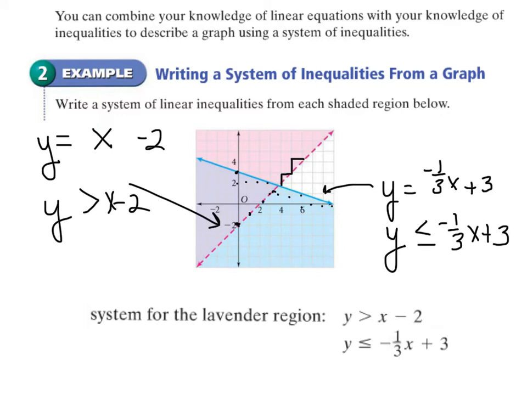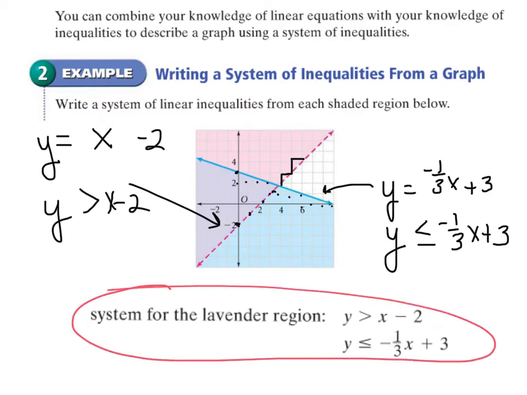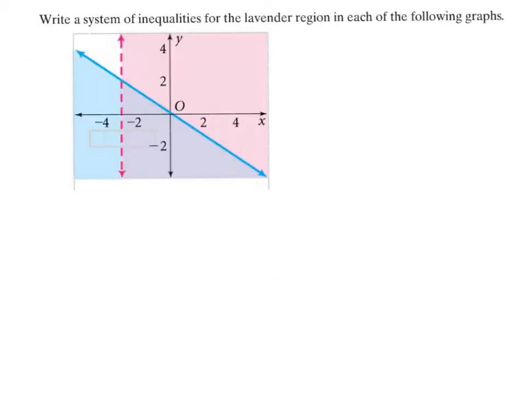So the system for this example is the inequalities y is greater than x minus 2 and y is less than or equal to negative 1/3 x plus 3. I want you to pause the video and try this one on your own.